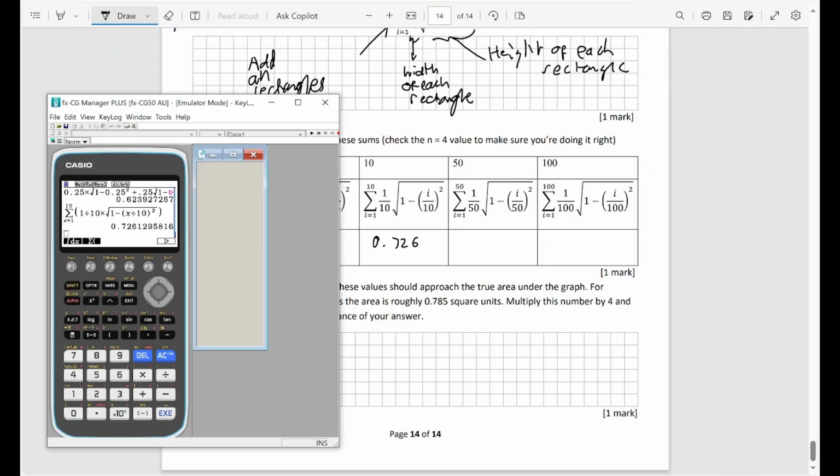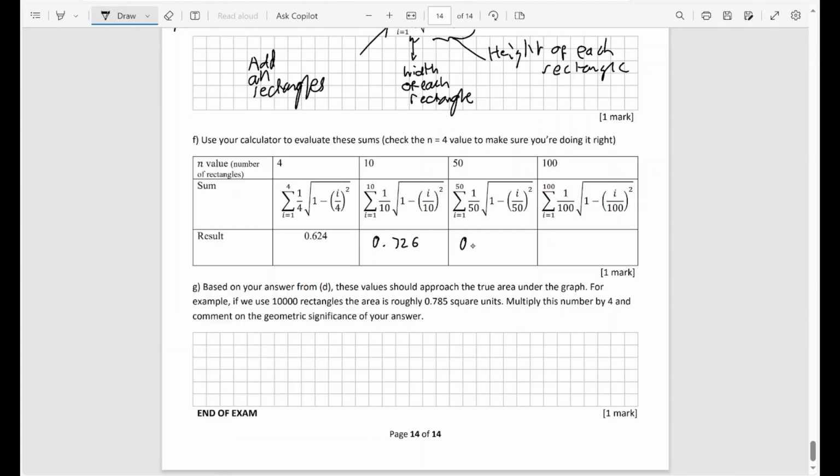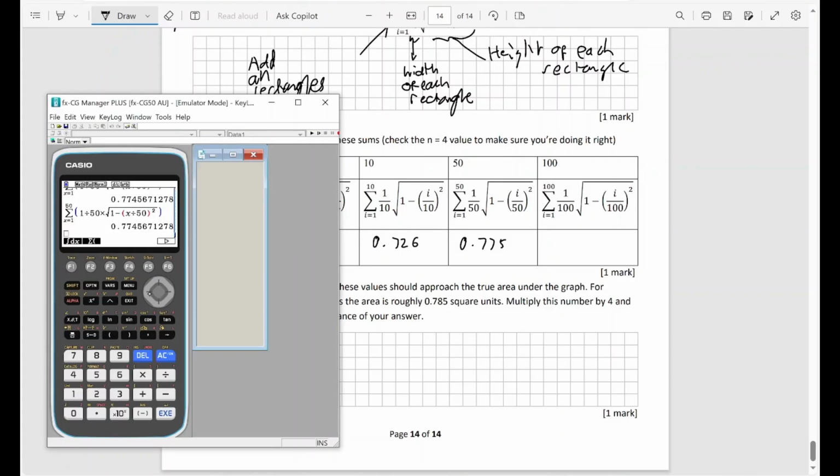Now what we've got to do is take our previous thing. We've got to change all of our 10s to 50s. Change that one, and don't forget to change the actual ones in the sum. So that will change to a 50. That will change to a 50. 0.774 or 0.775. All right. Next we've got this one. We've got to change all of our things to 100. 0.780.